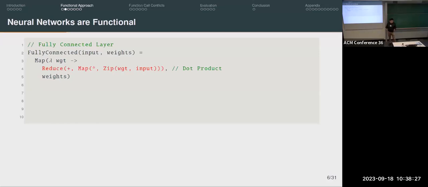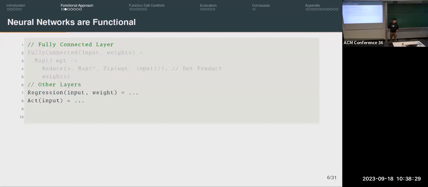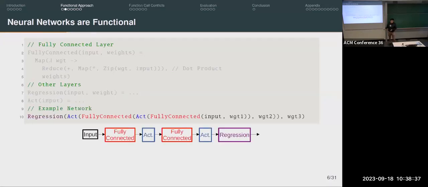Of course, we can do something very similar for the other layers, for example the regression layer and the activation layer. And with this, we can build a neural network. This is just an example. We are coding the fully connected layer twice, the activation layer twice, and a regression layer. So we have a simple architecture like this. We will see this later, and our framework will turn this into hardware.